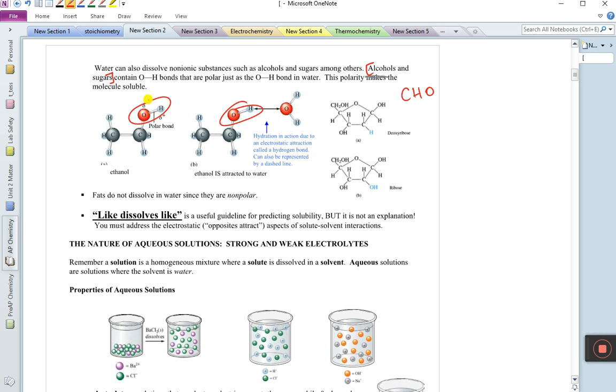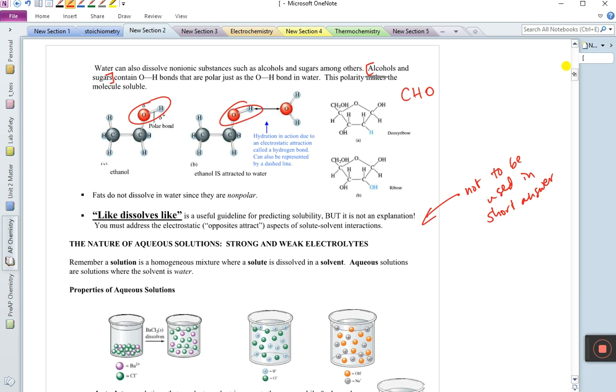But do remember on the AP test, like dissolves like is a guideline, but not an explanation. So don't use that in your short answer. It's a place to start. It's not an answer.